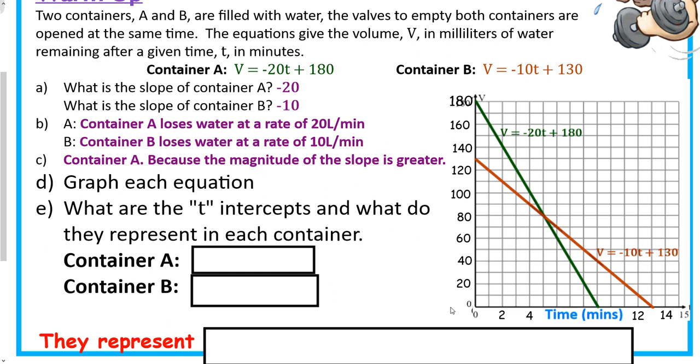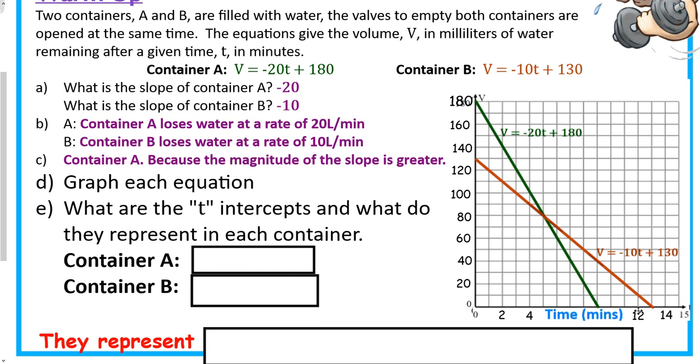Question E, what are the t-intercepts? So t is time, so the intercepts along the t-axis down here. We have a t-intercept of container A. What is that going to be? Looks like 9. Okay. And then for the red line for container B, it's going to be 13.